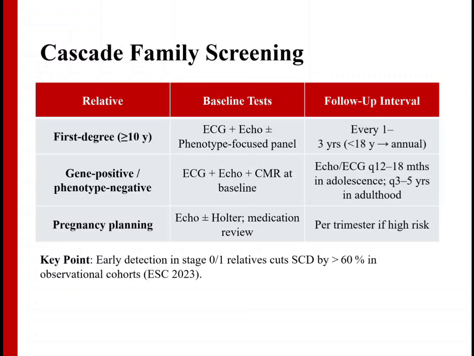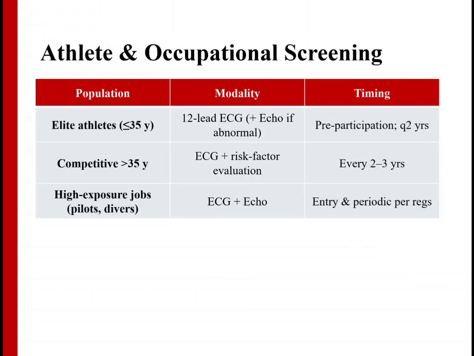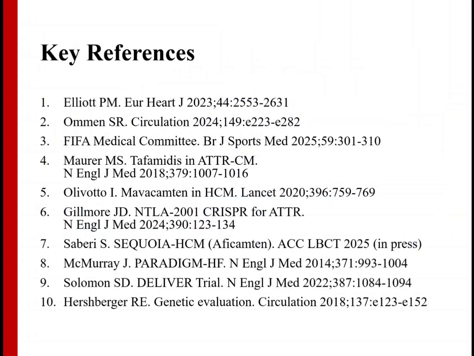And a key point to remember is that early detection in relatives cuts the risk of sudden cardiac death by more than 60% in observational cohorts. Also, we can do athlete and occupational screening according to age or population.